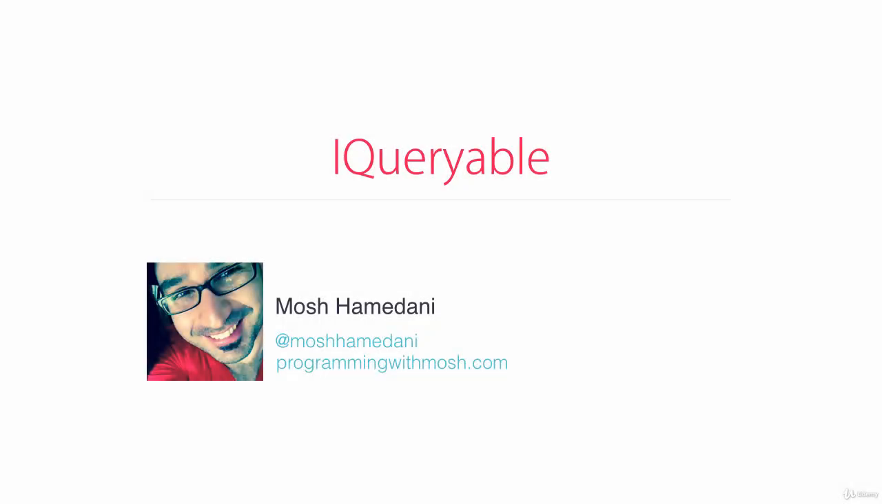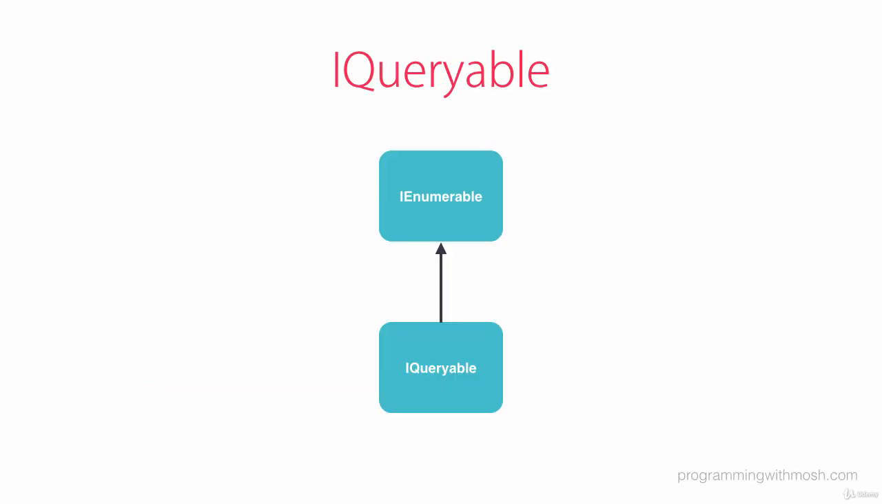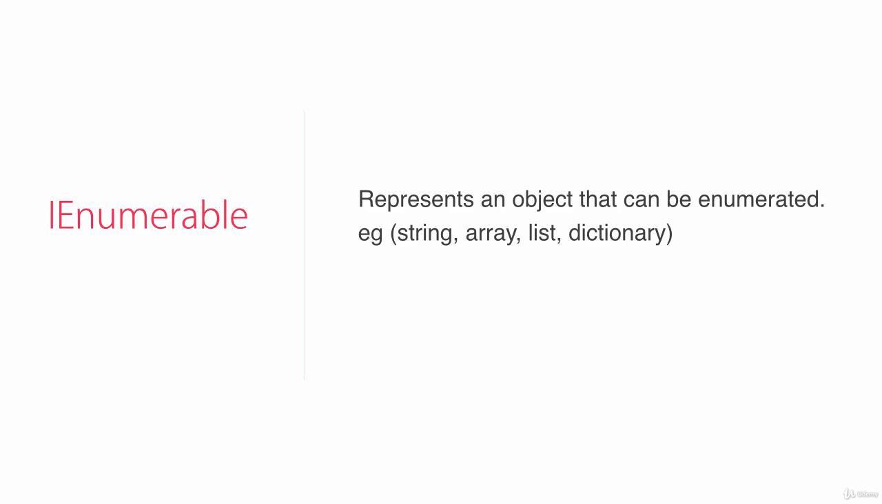Earlier in this section, you had a quick glimpse of IQueryable. IQueryable is an interface that derives from IEnumerable. What is IEnumerable? It's an interface that represents any objects that can be enumerated. In simple, pragmatic terms, that means we can iterate over them using a foreach block.